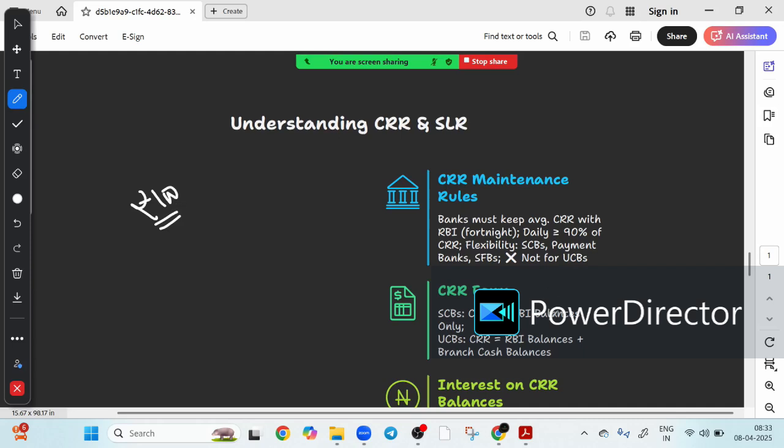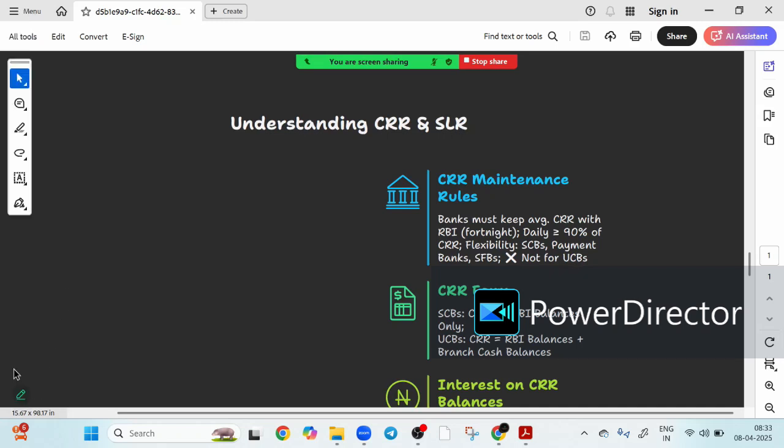If you look at the CRR form, there are two main ways to maintain CRR, and this is a very, very important thing: it applies to payment banks and SFBs, not to UCBs. So for UCB, urban cooperative banks, this maintenance is not much required. You should keep this in mind. And for banks and SFBs, it is mandatory.